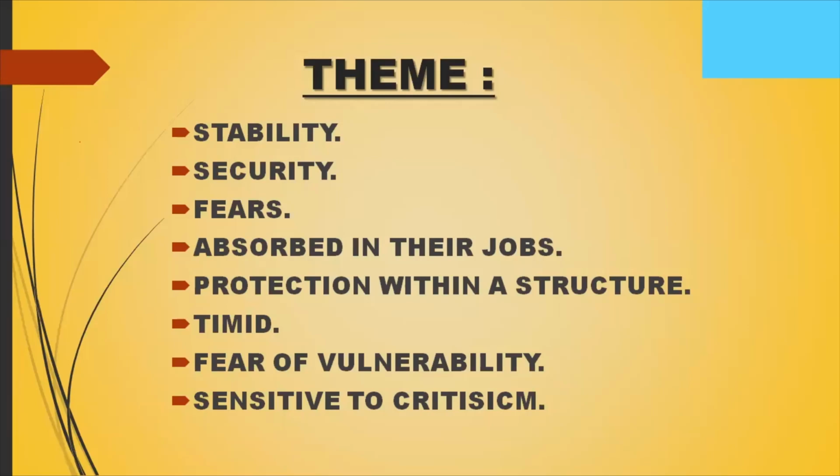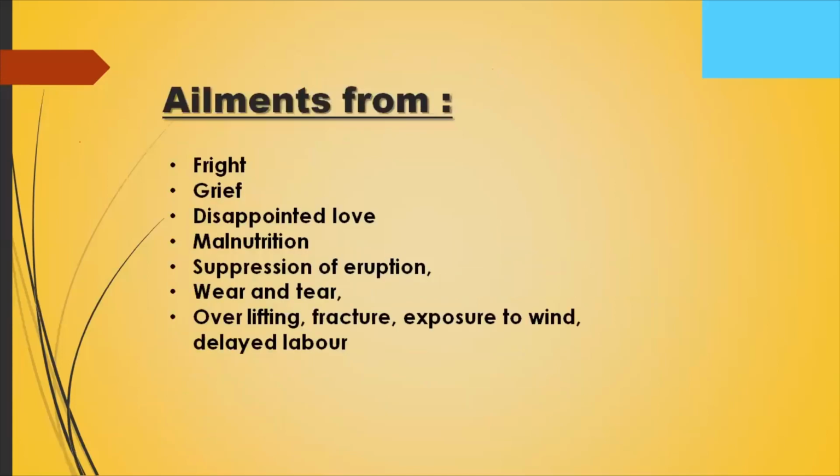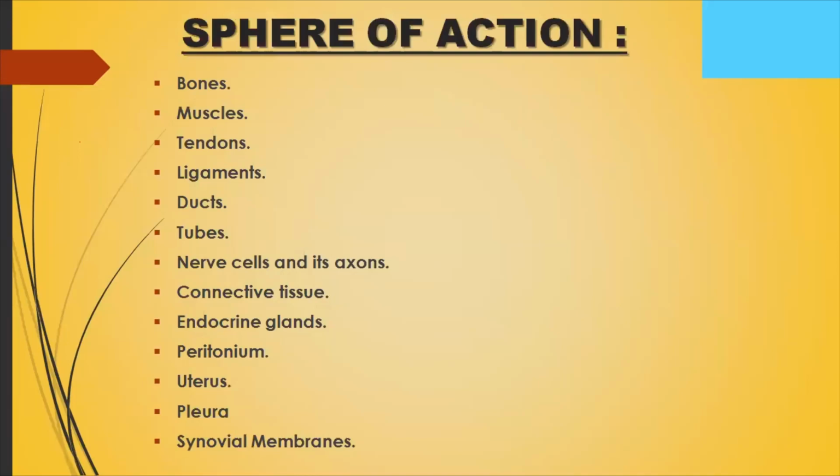Because of that, column 2 issue. The ailments from fright, grief, disappointed love, overlifting, wear and tear, likewise will be seen in the Calcarea group. As we have discussed, the sphere of action will be mostly on bones, muscles, tendons, ligaments, and also nerve cells, endocrines, connective tissue. Connective tissue means blood. Mesoderm is connective tissue. Right. So the peritoneum, uterus, tubes of the uterus, synovial membranes, they are being affected.